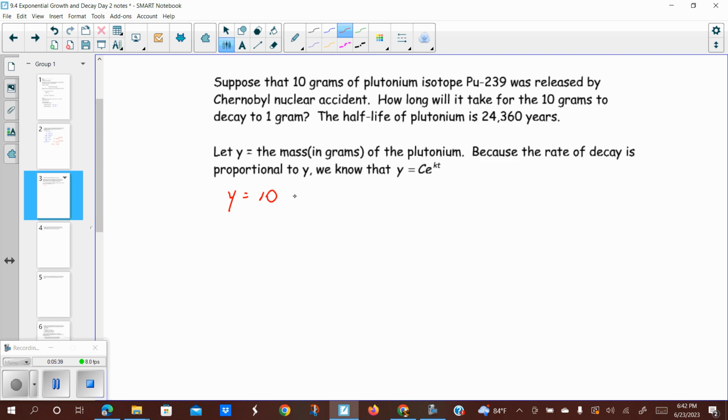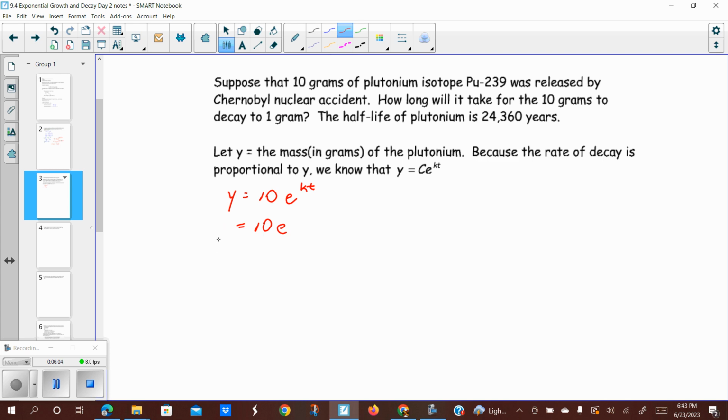Oops, not C. C is 10. And it tells us that the new amount is 1. That'll go in for Y. And it tells us it takes 24,360 years for this thing to hit its half-life. So we can't actually use 1, because 1 is not the half-life.